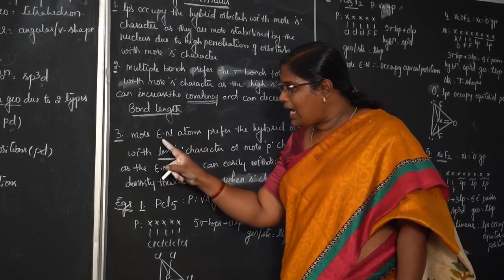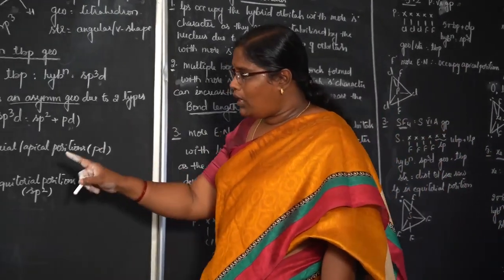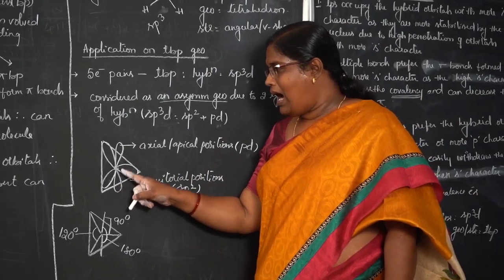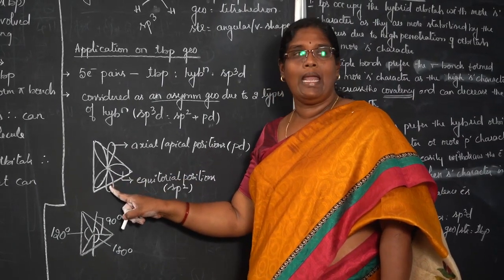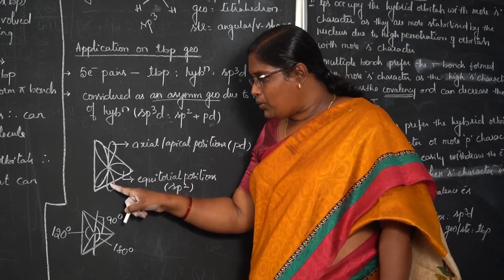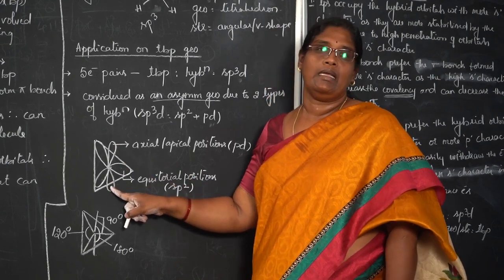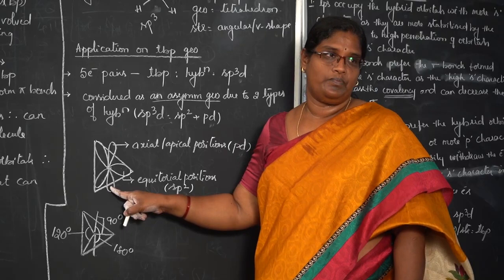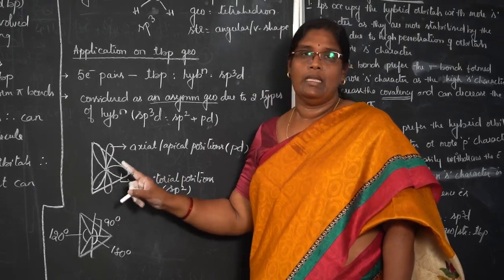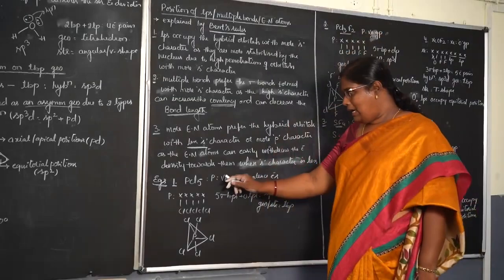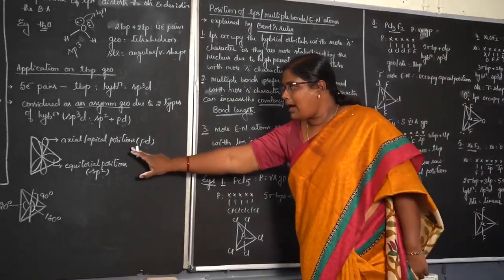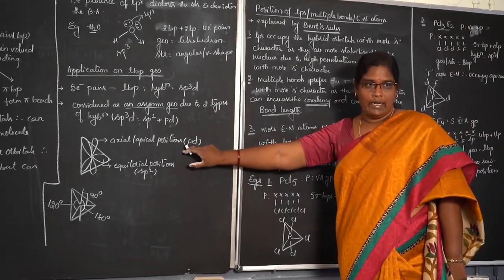And when we apply this rule to the trigonal bipyramidal geometry, more electronegative atoms always occupy apical positions, because in these apical positions the s character is almost negligible. So more electronegative atoms occupy the apical positions. Let us apply Bent's rule in the trigonal bipyramidal geometry.